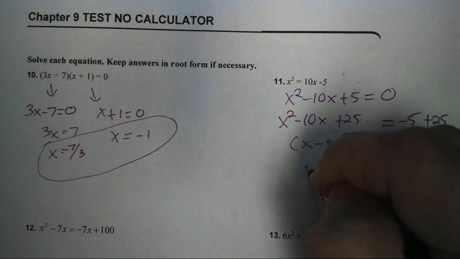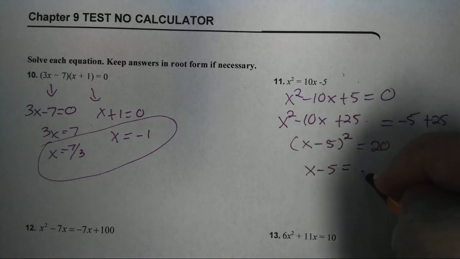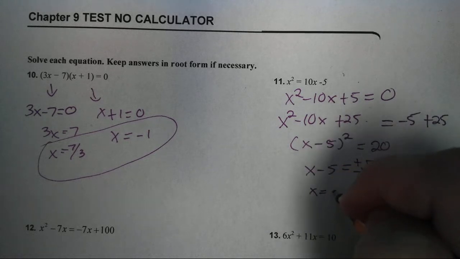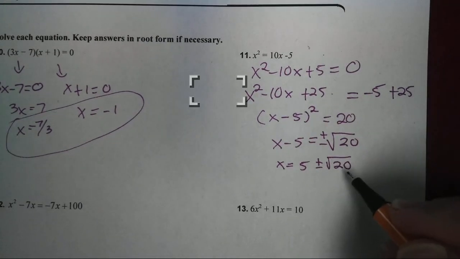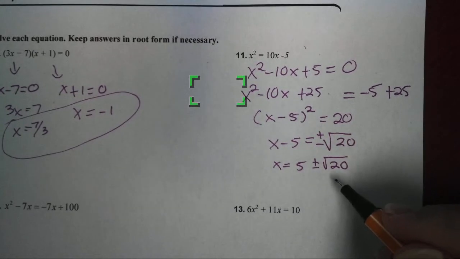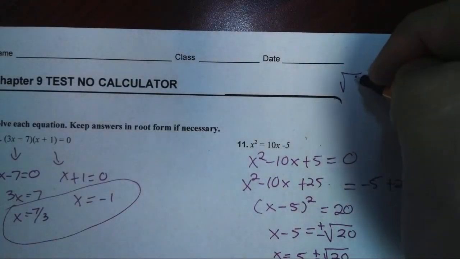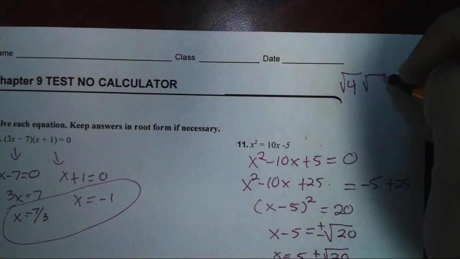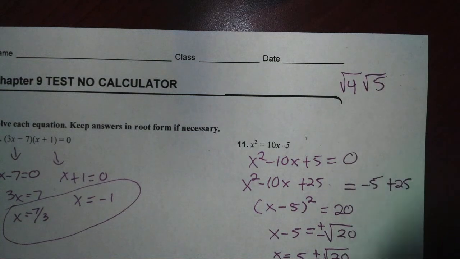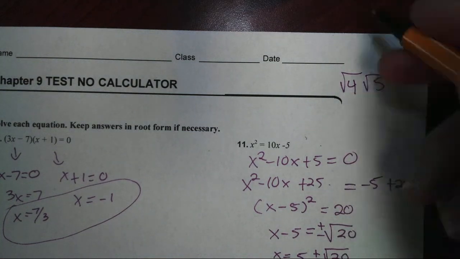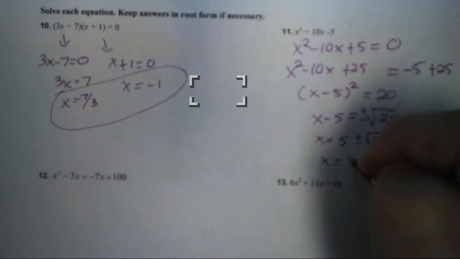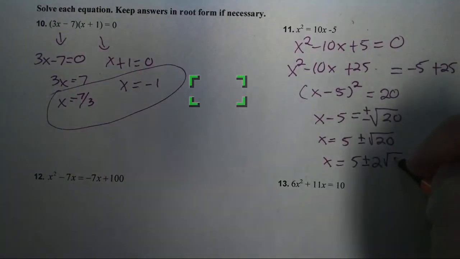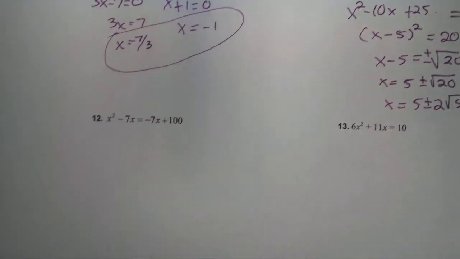Now we take the square roots. Don't forget your plus minus. Now we add 5 to both sides. That's almost the right answer, but 20, we can reduce that. Square root 20, I could break that into square root 4 times the square root of 5, because 4 times 5 gives you the 20. But the square root of 4 is 2, so now it's a simpler square root. So x equals 5 plus minus 2 root 5.